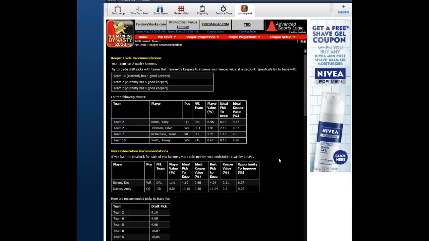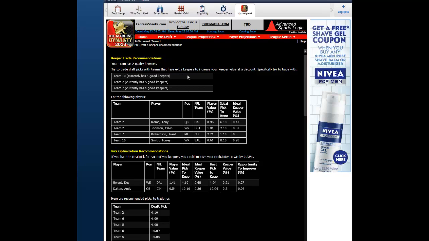Now, the machine has simulated the entire season to give us some really important information. The first thing we have to think about is this league allows for three keeper picks. I have 2 quality keepers. That's important to know because that means I either have to try to get another keeper, keep someone who isn't ideal, or just use that draft pick. So it's found 3 other teams that it thinks has extra keepers.